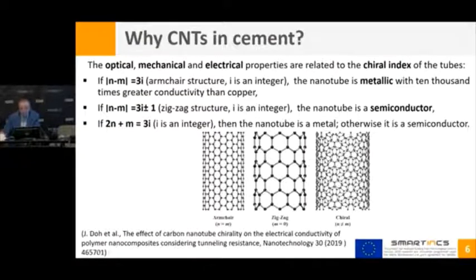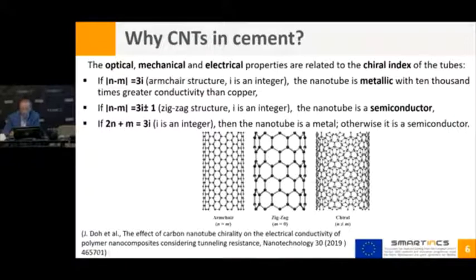And then you have a twisted configuration, as I was mentioning before, with the hexagonal cells that rotate, and you have the chiral configuration, which is more specific to multi-wall carbon nanotubes, and at that point the indexes are no more equal to each other.